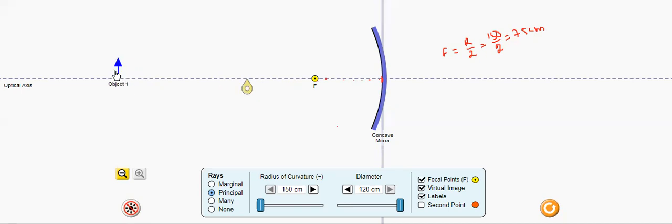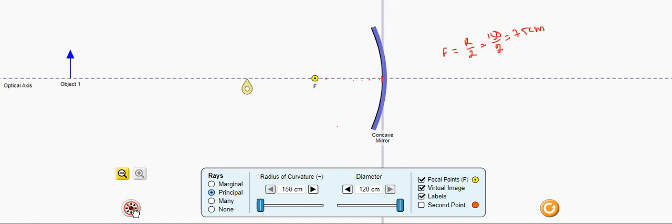Okay, so this is the object and this is the object height. You can place, instead of an arrow mark, any other thing also, like a pencil, you can keep here. So this is the pencil. We can adjust the pencil here. So, to understand better, let me keep the arrow mark.